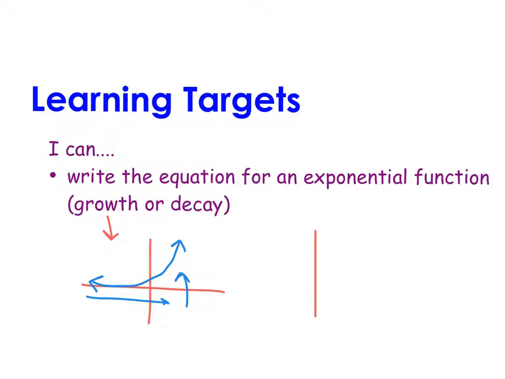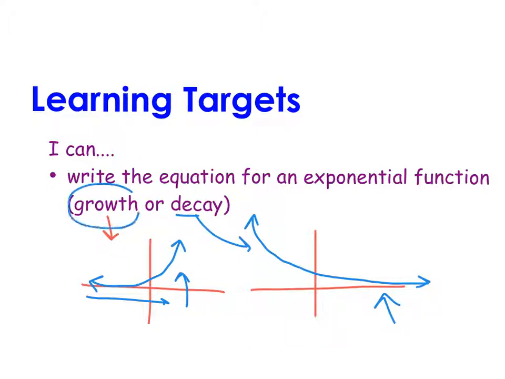With decay, we'll be focusing on something that decreases over time. So notice that as time goes by, we are getting very, very close to that axis there. So we'll be looking at both cases. How do we write them for exponential growth, and how do we write them for exponential decay?